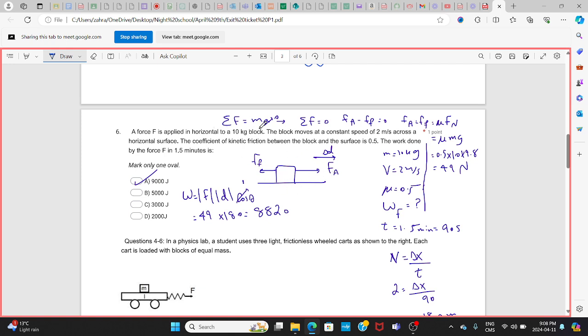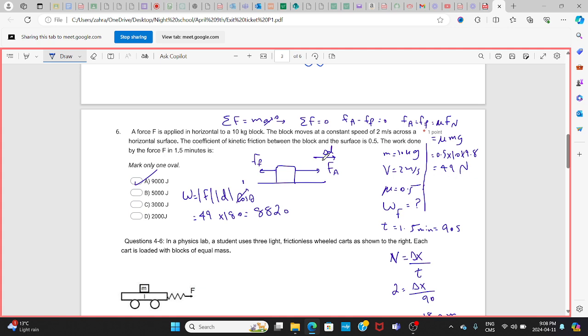I know the total force is equal to ma, just two forces acting on the object horizontally: force applied minus force of friction. That's going to be 0. Therefore, the magnitude of the force applied and the magnitude of the force of friction are going to be the same. Since I know the force of friction is mu times F_N, and F_N is mg, I have mu, so I can calculate the force applied.